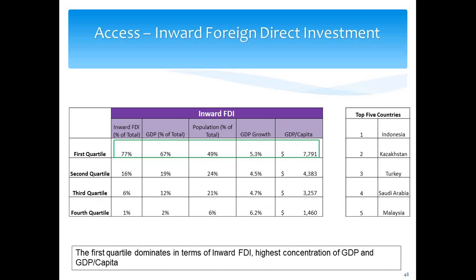The quartile table for inward FDI has a concentration in the first quartile, both in terms of percentage of GDP, percentage of inward FDI, as well as the GDP per capita. We can further explore the factors driving correlation between inward FDI, population, and GDP per capita. The 4th quartile, it is important to note, is very far behind. However, the GDP growth in that quartile is the highest.